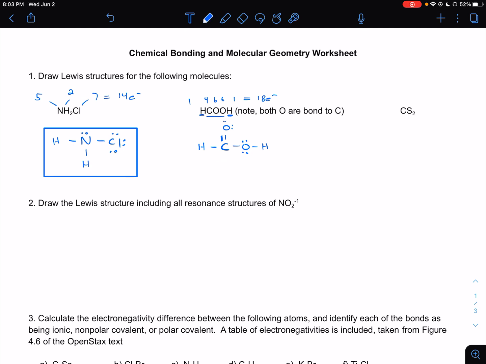In our last case, we have CS2, so 4 electrons from carbon. Each sulfur has 6, so that's 12, for a total of 16 electrons. Carbon will be our central atom, so sulfur, carbon, sulfur, and then add lone pairs to the outer elements. We have 4 electrons accounted for, 6, 8, 10, 12, 14, 16. Now all of our electrons are accounted for, but again, notice carbon does not have an octet.